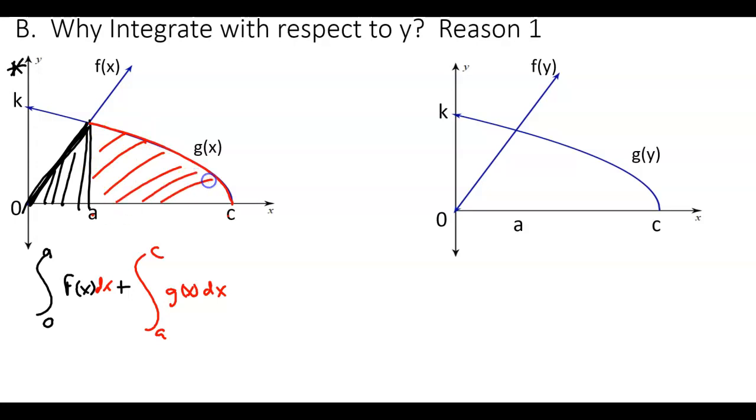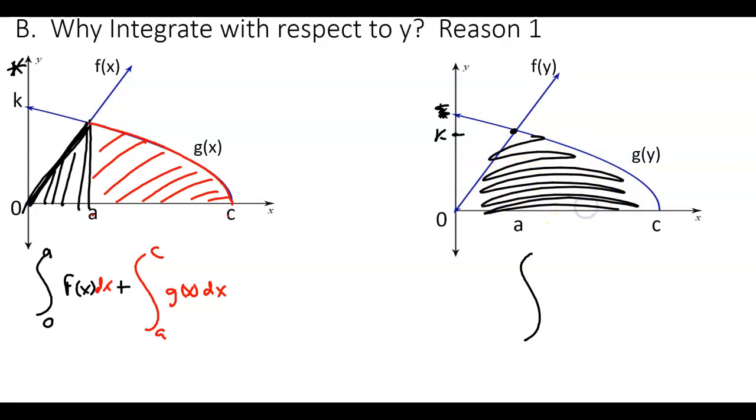Okay? But actually, it turns out that this might be a little bit easier if you do it with respect to y. Let me show you why that is. This k is a little bit off. I meant that to be right about here, just so you guys know, because that's where they're crossing. But anyway, if I'm doing this with respect to y, then what's my bottom y value for this area? What's the bottom y value? 0. What's the top y value?